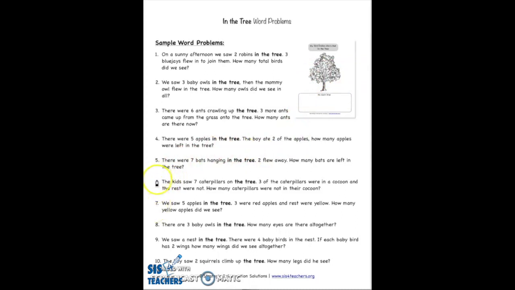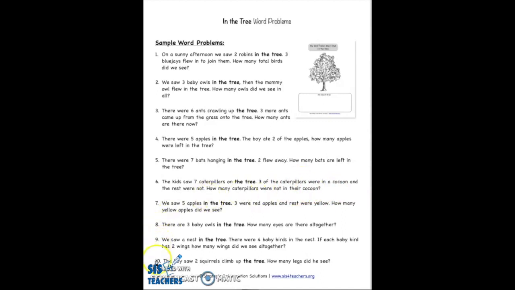Number 6 and 7 on this example are going to be missing add-ins. They're going to be given a total and then a part, and the child has to figure out the other part. So again, acting this out on the mat will help students to do it, especially if you're doing different colors. So there's 7 caterpillars in the tree, 3 of them are in the cocoon. Maybe those 3 could be one color, and the caterpillars that are not in the cocoon could be another color.